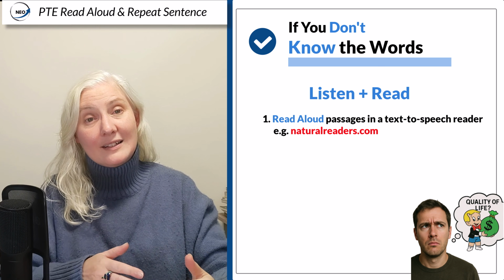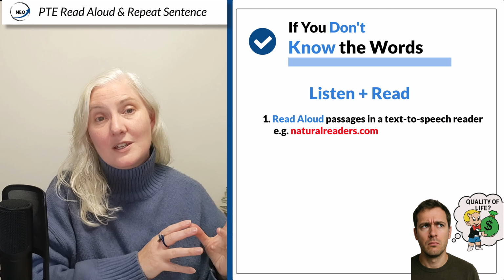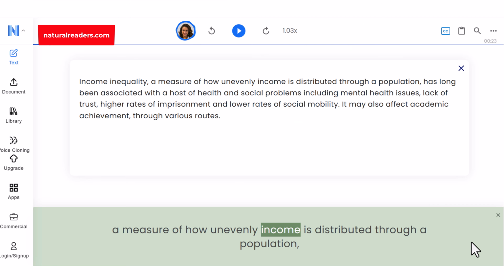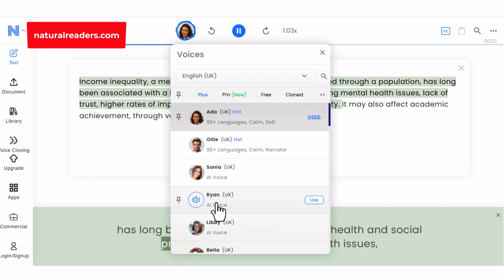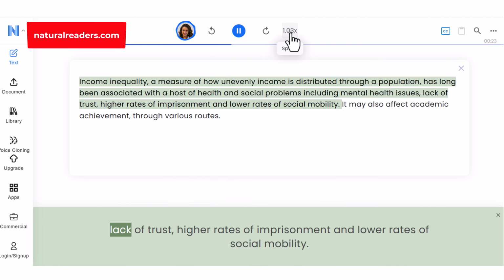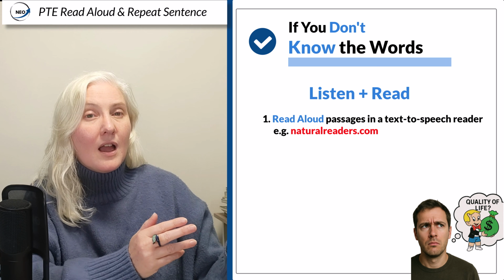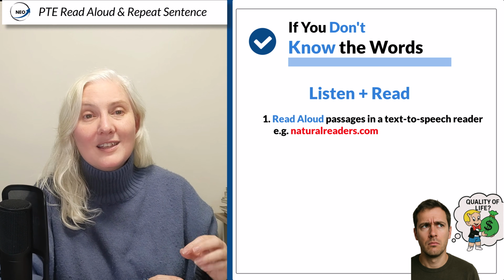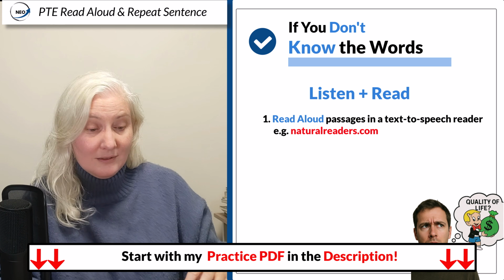Take some read aloud passages, copy paste them into a text-to-speech reader. I'll strongly recommend Natural Reader as one that I use often. It has a wide range of different accents you can listen to the speech in. You can slow it down to make it easier. You can speed it up to challenge yourself. But the key point is that you are hearing how the words are pronounced as well as learning what they are, right?